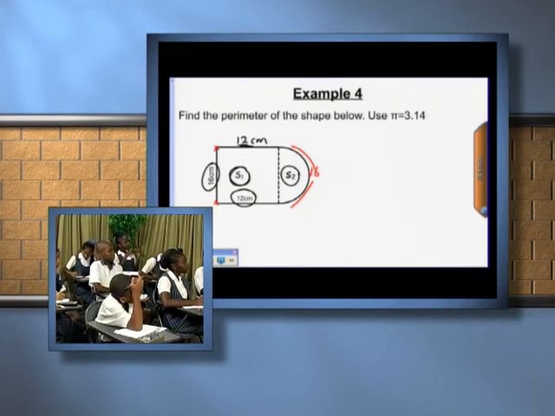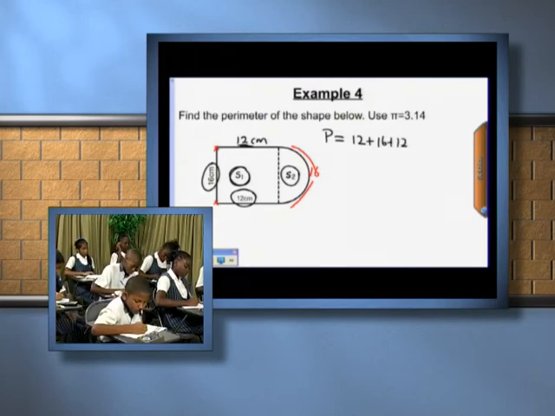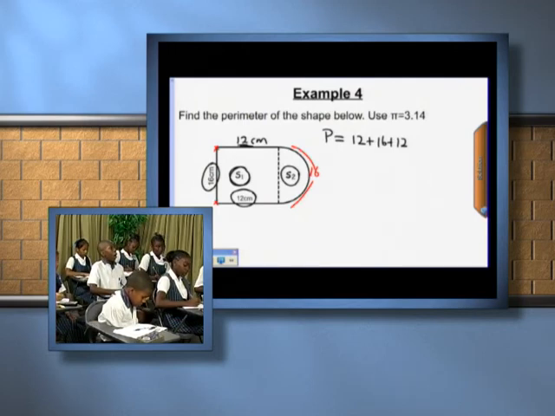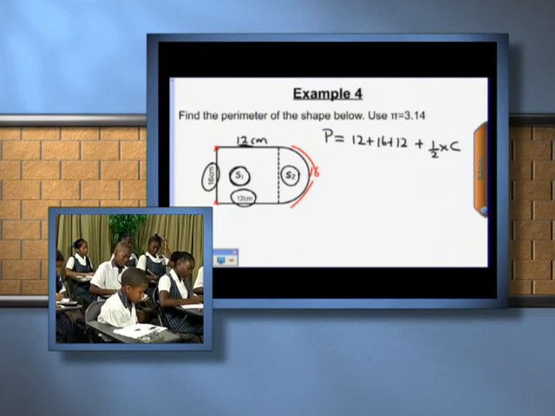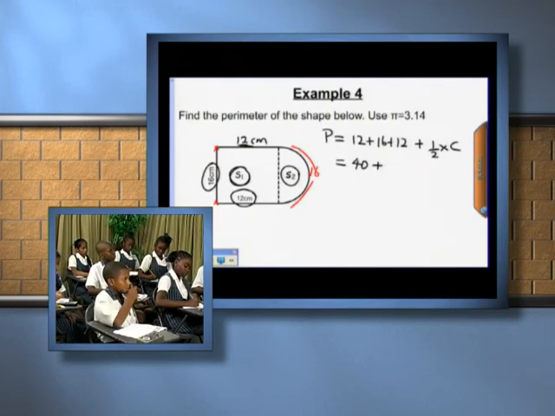So we can write that the perimeter will be equal to this distance of 12 plus 16 plus 12. And then we're going to have plus half of the circumference here. Okay? So when we add up this first part, what do we get? 12 and 12, 24, and 16 will give us 40. And then we will have plus half.